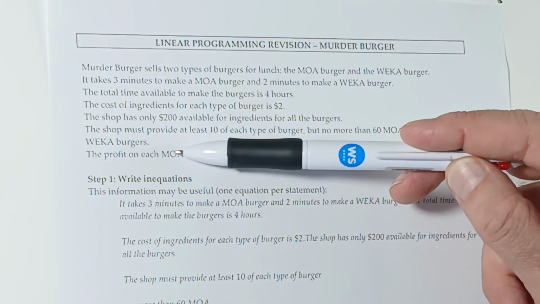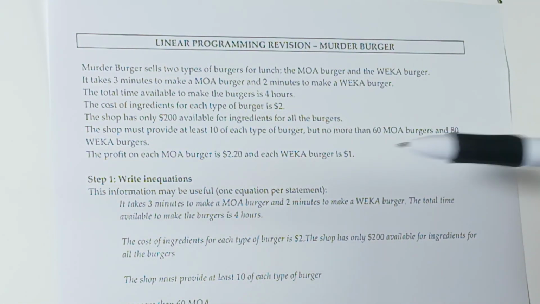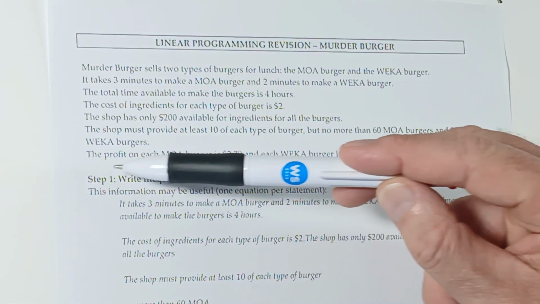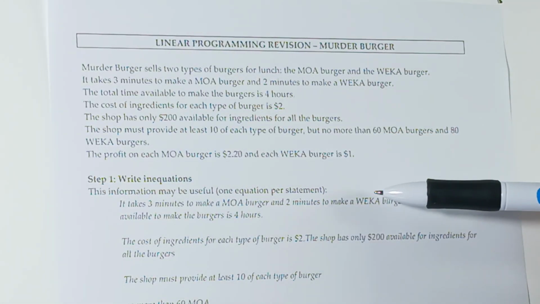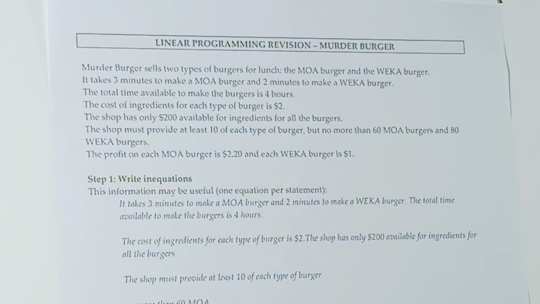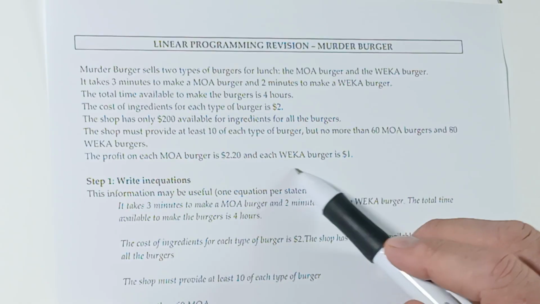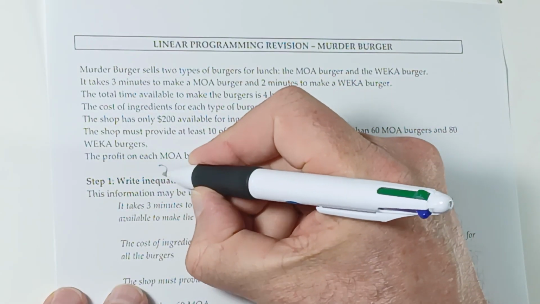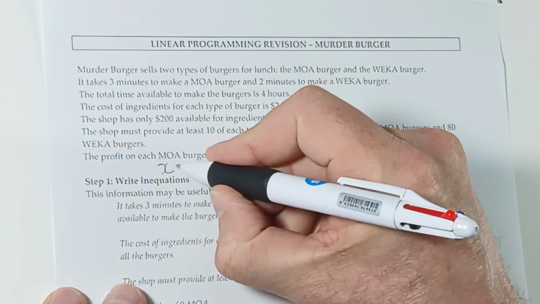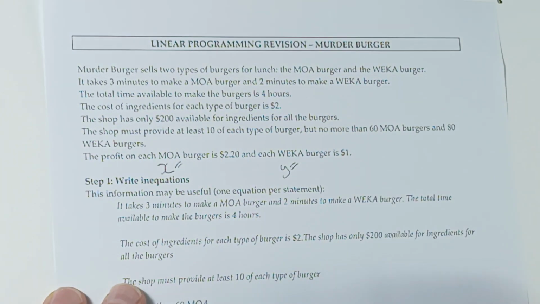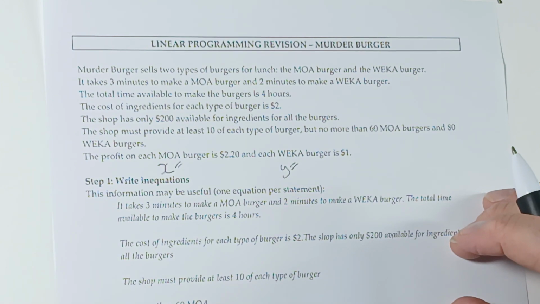So I'm looking through it and I find this statement: the profit on each Moa burger is $2.20 and each Weka burger is $1, and that tells me that this is probably our objective function, and furthermore that my variables should be the number of Moa burgers and the number of Weka burgers. So I'm going to start off by naming each of those. That variable is x, and this one is y. So x is the number of Moa burgers, y is the number of Weka burgers.